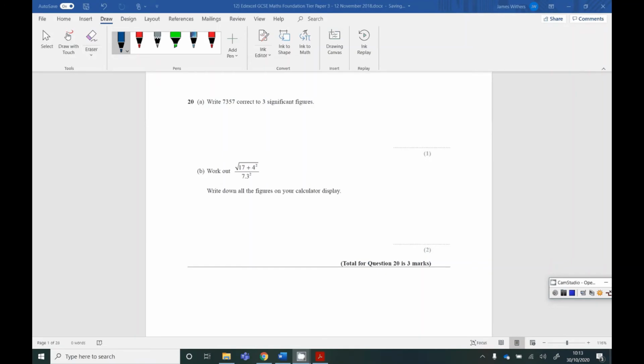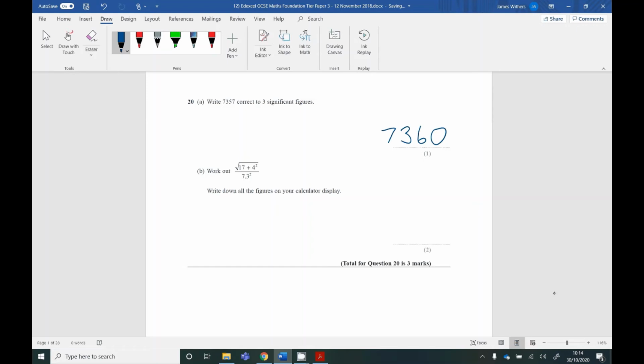Question 20, part A. Now to 3 significant figures, we're allowed 3 digits which aren't zeros. So that's going to be the 7, and then the 3, and then the next digit. Now do I stick with that 5 or round up to a 6? Well, I round up to a 6 because the fourth digit is 5 or above. So I round up to a 6, and then I have a 0 to get the 7, 3 and 6 into the appropriate columns. So my final answer is 7360, 3 digits which are not zeros.